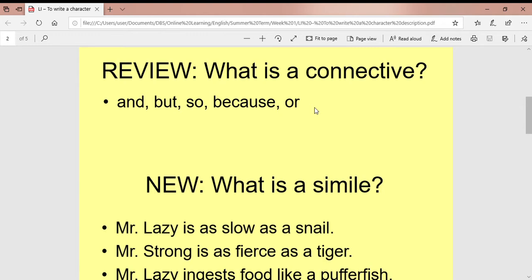We did this in term 1 and term 2. Here's a few examples. And, but, so, because, or. These are all examples of connectives, and we use these to make our sentences longer and more interesting. And I'd like you to use connectives in your sentences today.